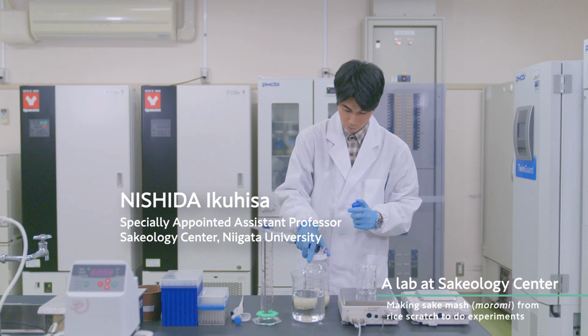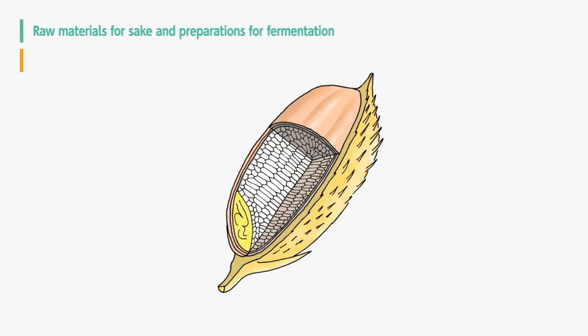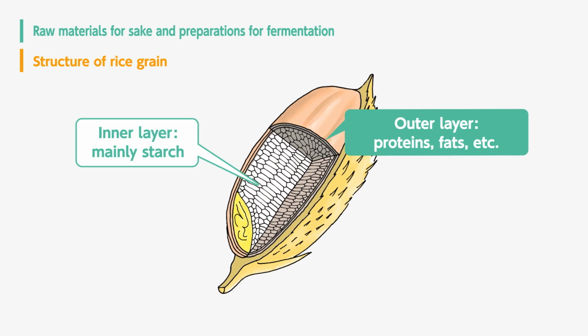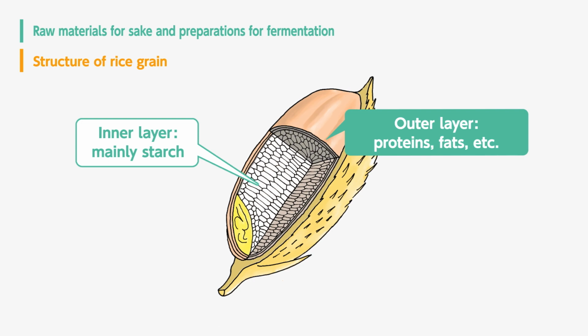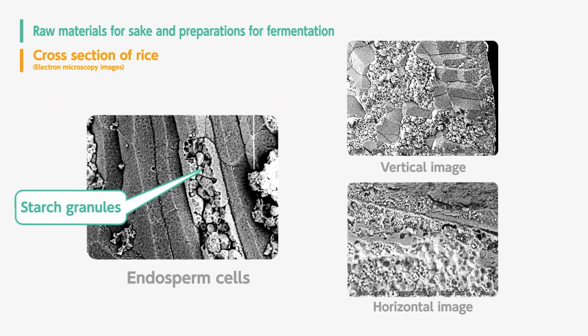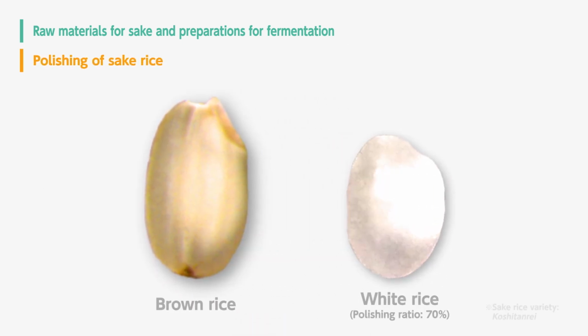The raw materials for sake brewing are rice and water. The inner layer of rice contains mainly starch. The outer layer contains proteins, fats, and many other components which are undesirable for taste and aroma of sake. Therefore, the outer layer of rice is polished off to create white rice, which is used for sake brewing.